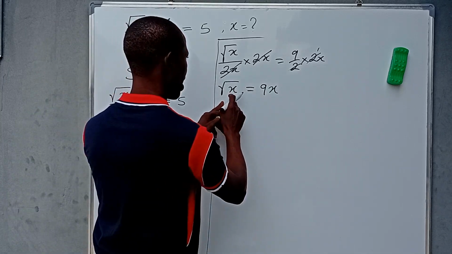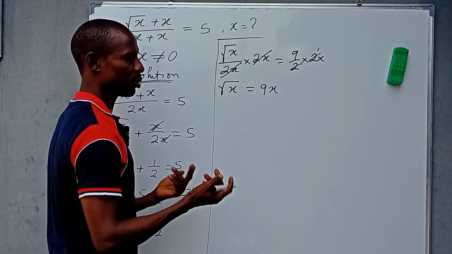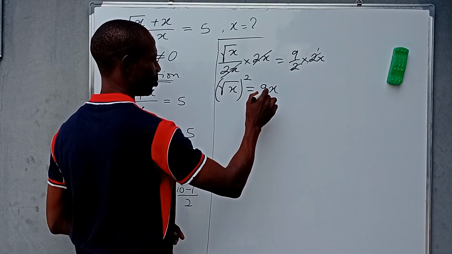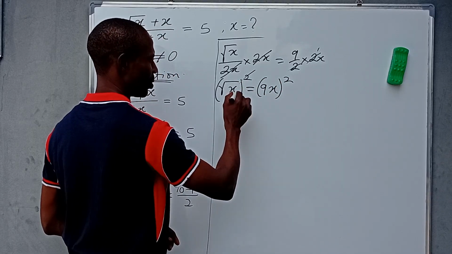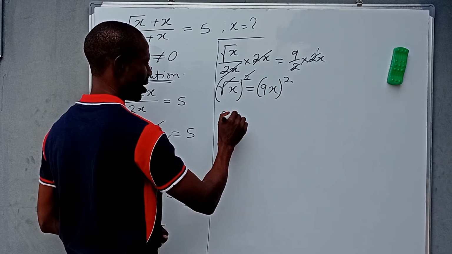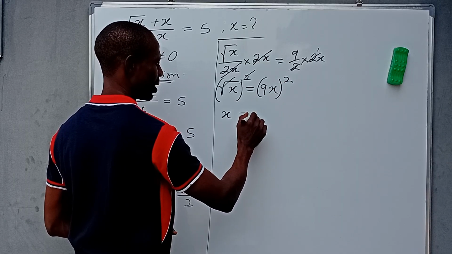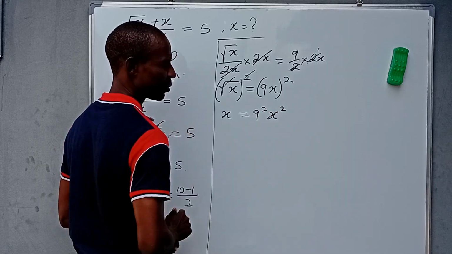Okay, but here we have a radical, so we have to eliminate this radical. And how do we eliminate this? We just have to raise both sides to the power of 2. We equally raise this to 2. So this goes with this. We now have x equal to, we use this to affect everything inside here, to give us 9 to the power of 2, x to the power of 2.